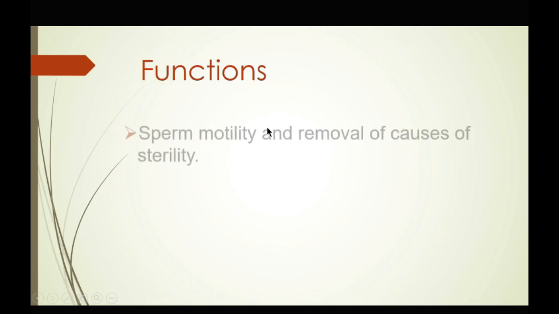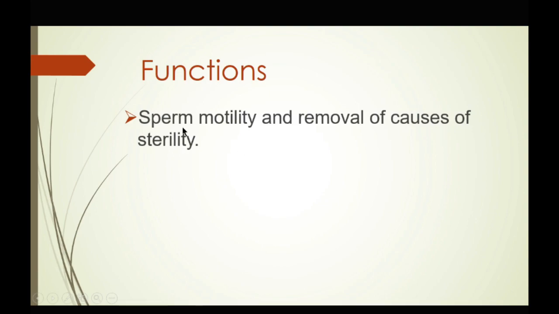Functions of this prostate gland. First function: the fluid secreted by the prostate gland helps in the motility of the sperm. That means it helps the sperms move at a faster rate, and it also reduces the chances of sterility. So this is also a very important function: removal of causes of sterility, or minimizing the chances of male sterility.